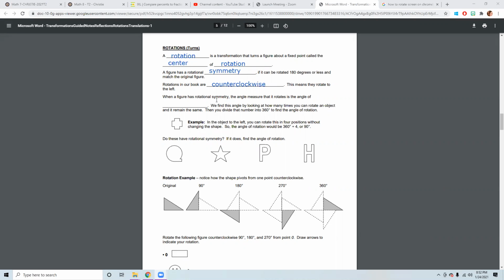So when a figure has rotational symmetry, the angle measure that it rotates is the angle of rotation. We find this angle by looking at how many times you can rotate an object and it remains the same. Then you divide that number by 360, and that's going to be the angle of rotation. And so I've got an example for you right here. So I've got a little plus sign. So in the object to the left, we can rotate it in 4 different positions without it changing the shape.